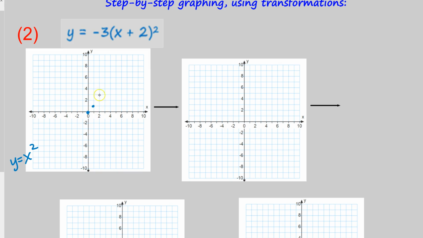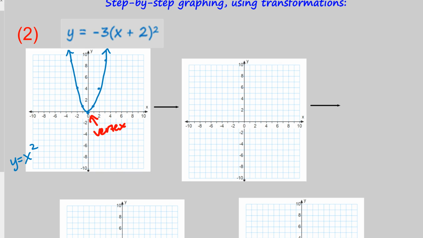1 squared is 1, 2 squared is 4, 3 squared is 9, -1 squared is 1, -2 squared is 4, -3 squared is 9. So here is our parent function. Make sure it looks like a curve and not straight and pointy. And that point there at (0, 0) is called the vertex.